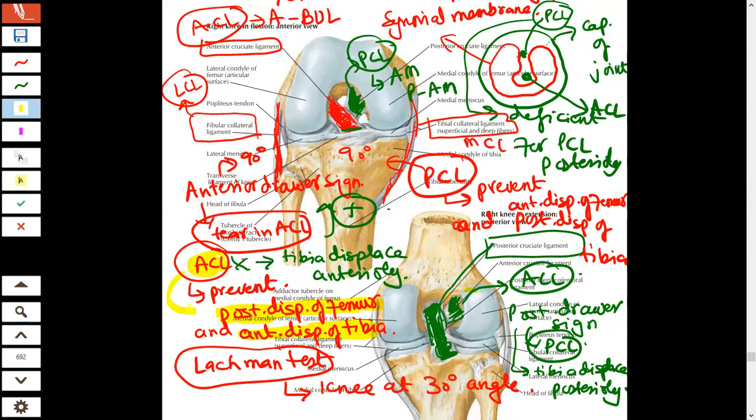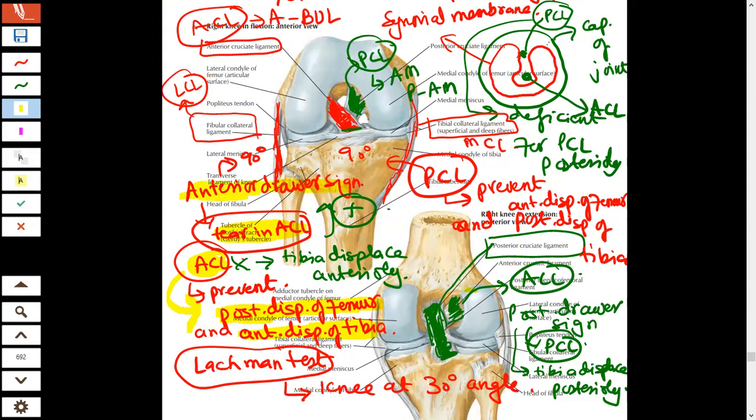But if anyone is going to ask you, the first answer will be posterior displacement of femur, the second answer will be anterior displacement of tibia. But if there is a patient who is having an injury and tear in the ACL, anterior drawer sign is for ACL and posterior drawer sign is for PCL. Yes. So if there is a patient who is having a tear in the anterior cruciate ligament, you are going to check the anterior drawer sign.